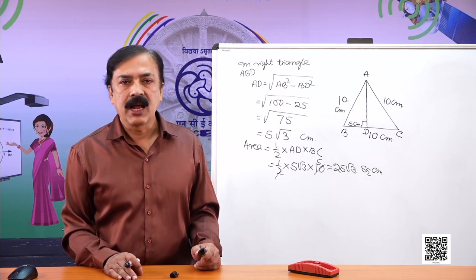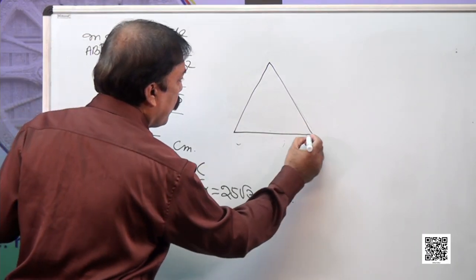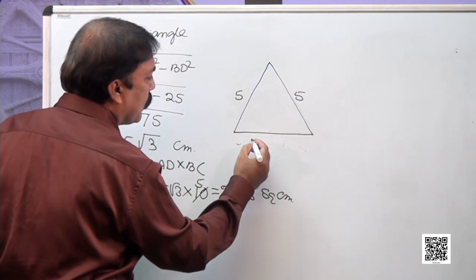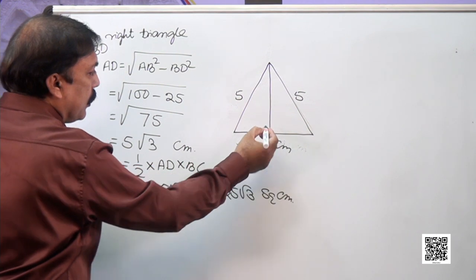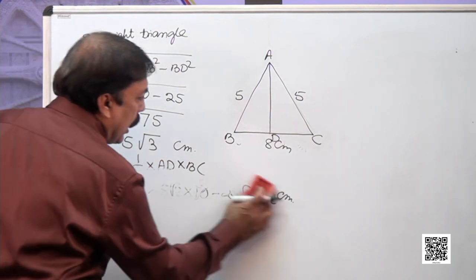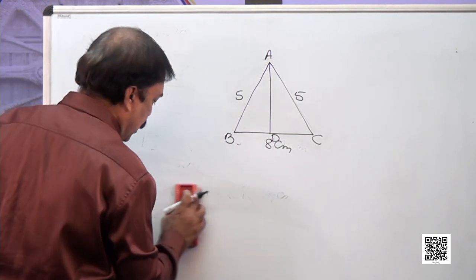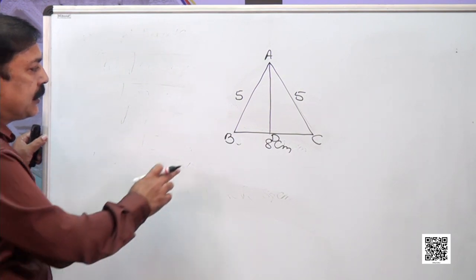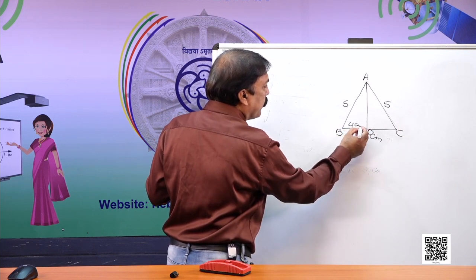Now, see, in this case, it is very easy as it is an equilateral triangle. Now, what about the isosceles triangle? Area of an isosceles triangle when length of each side is given. Let's see another problem. If we take an isosceles triangle whose equal sides are say 5 centimeter, and the unequal side to be 8 centimeter, we can draw a perpendicular. So, in triangle ABC, this is our D. As you know, in an isosceles triangle, if a perpendicular is drawn from the vertex to the unequal side, then it bisects it. So, BC is bisected by AD and BD is equal to DC.